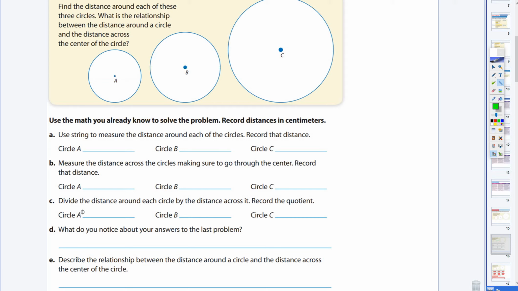Divide the distance around each circle by the distance across it, and then record the quotient. For those who don't remember, quotient is the answer to a division problem. And then when you solve it, what do you notice about your answers to the last problem? Then we can describe the relationship between the distance around the circle and the distance across the center of the circle. So if I were you right now, I would pause this video. I would do all these and I will give you the answers after you're done.